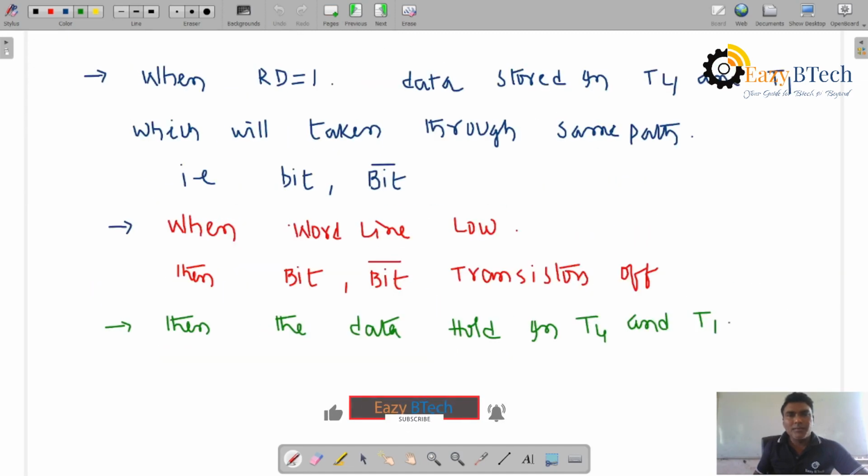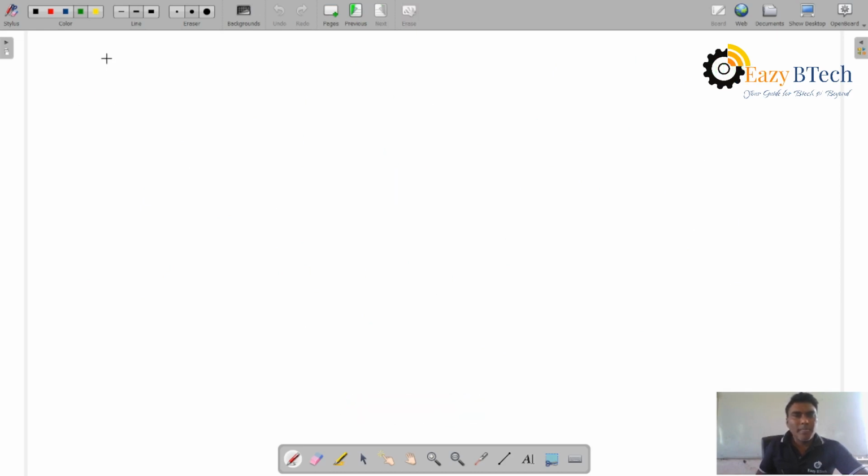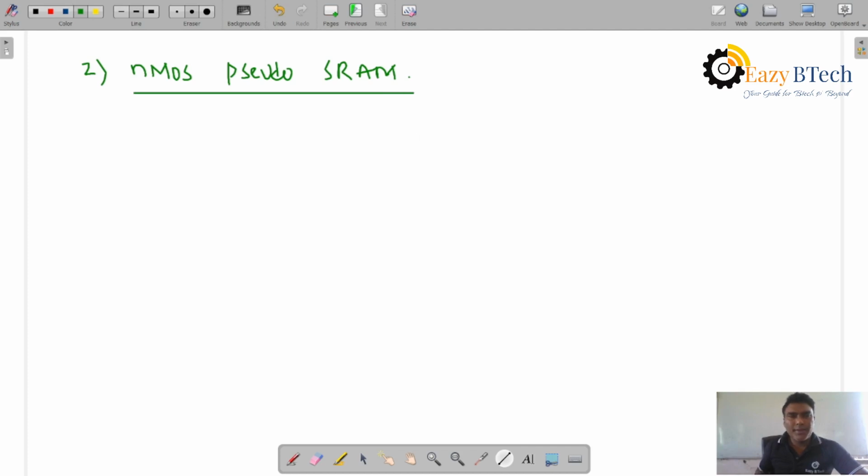Now let us see the next one. The second one is NMOS pseudo static RAM. It is designed using pseudo NMOS transistor design, where the inverter is a pseudo NMOS inverter. It will be like this. Let us see this: SRAM designing by pseudo NMOS transistor.